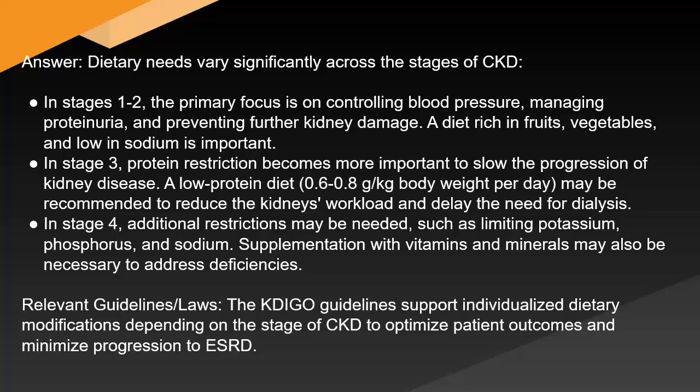A low-protein diet, 0.6 to 0.8 grams per kilogram of body weight per day, may be recommended to reduce the kidney's workload and delay the need for dialysis. In stage 4, additional restrictions may be needed, such as limiting potassium, phosphorus, and sodium. Supplementation with vitamins and minerals may also be necessary to address deficiencies. Relevant guidelines: the KDIGO guidelines support individualized dietary modifications depending on the stage of CKD to optimize patient outcomes and minimize progression to ESRD.